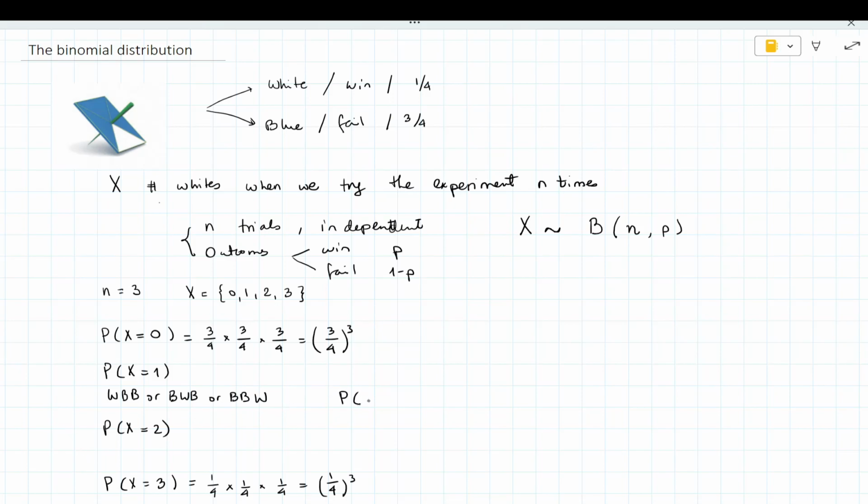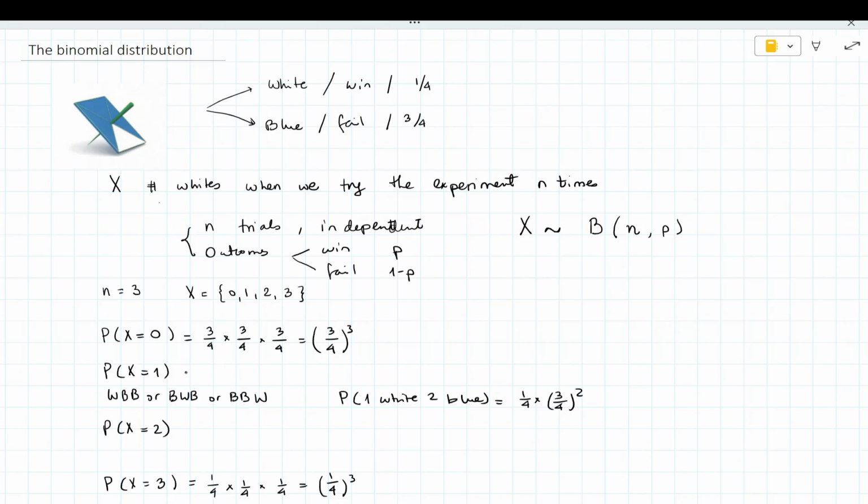Each one of these events has probability, so this will be 1 white, 2 blue. Each of these events has probability 1 over 4 multiplied by 3 over 4 squared. The 1 over 4 is for the white, and the 3 over 4 squared for the blues. And there are 3 events where this happens: white, blue, blue; blue, white, blue; and blue, blue, white. And those events don't have any overlap, right? Either one or the other happens. So that means we can sum their probabilities.